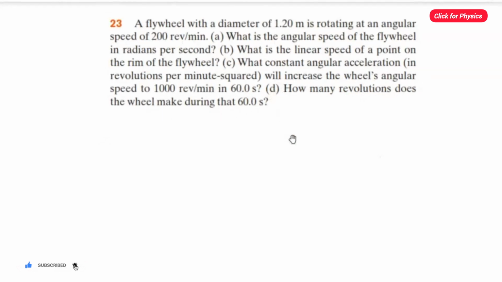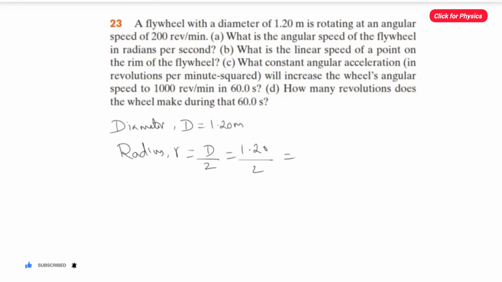So here, let's answer the questions one by one. First of all, let's write the given first. So what is given here? The flywheel diameter is given. So the diameter D is equal to 1.20 meter. From the diameter, we can easily find the radius, because the formula for radius R is equal to diameter divided by 2. So 1.20 divided by 2, we got 0.6 meter as the radius.